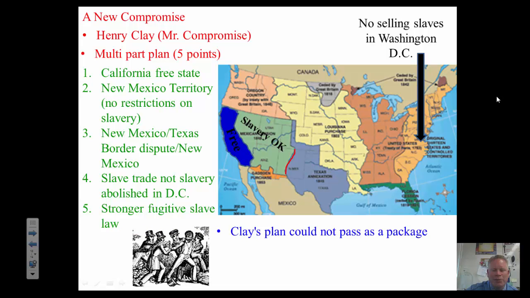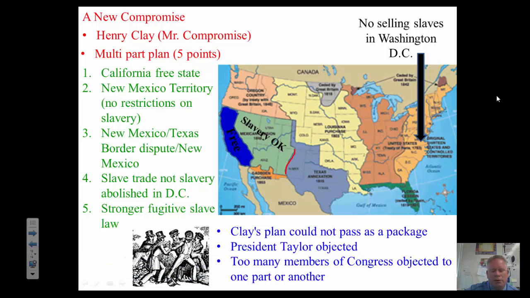Well, Clay's plan could not pass as a single package. And to make matters worse, President Taylor objected to it. Now, if the president doesn't back it, then there are going to be a lot of people that go along with the president just because he's the president and they're his allies. So the president not backing it was a big deal too. So there were too many members of Congress that objected to one part of Clay's compromise or another.